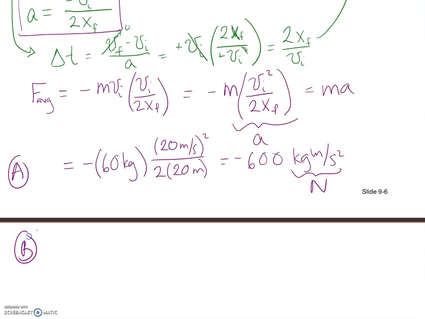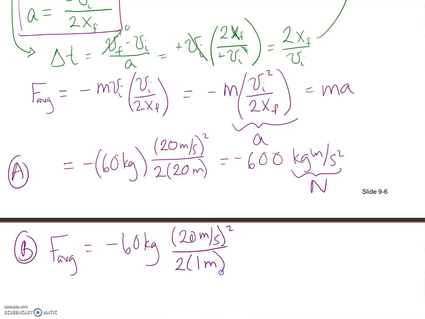For part B, if I plug in only 1 meter here, the average force is equal to negative 60 kilograms times 20 meters per second squared divided by 2 times 1 meter. So that's 400 divided by 2 is 200, times 60 is 12,000. Actually, that's 12,000 newtons, same units as before with the negative sign, let's not forget that. And this makes sense, right? If the distance we're traveling is 20 times greater, the force of impact is going to be 20 times less. So you can double check my math on this.